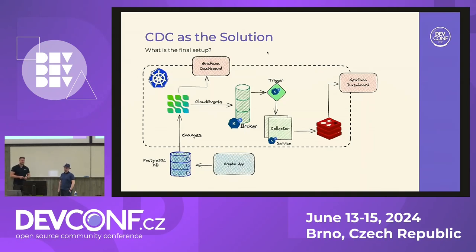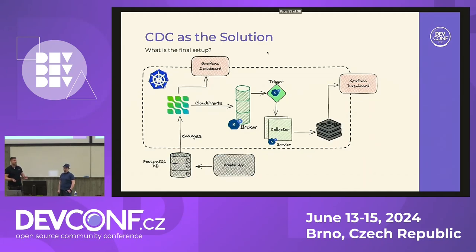Yeah, and then I think I have already mentioned we have Debezium, we have Knative eventing, and we have Redis and Grafana. What I will show you is the deployment of these parts. We have not included Redis and Postgres because it takes some time and we don't want to bother you for too long.